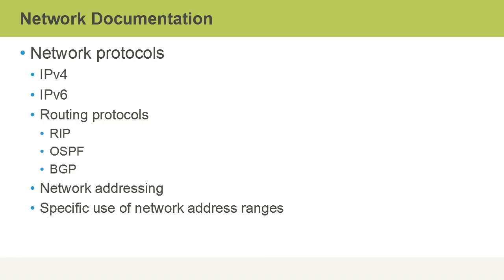And also the specific use of network address ranges. Now, what that means, for instance, is that maybe within an address range, addresses 1 to 100 are for user devices, but maybe 101 to 110 are for network printers, and maybe beyond that, the rest is for other network infrastructure equipment like router switches and servers.